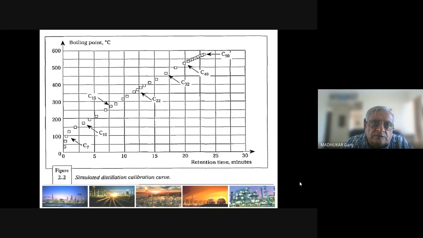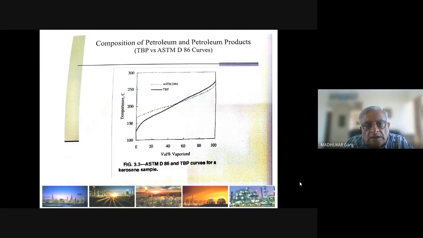And later on, of course, if suppose you want to get things done quicker, then you do ASTM D86 or D1160. And this is how they compare. Because we have a 15 theoretical plate column and a high reflux ratio in TBP, if this is again temperature versus percentage vapor volume vaporized, you can see that the fractionation happens much better.